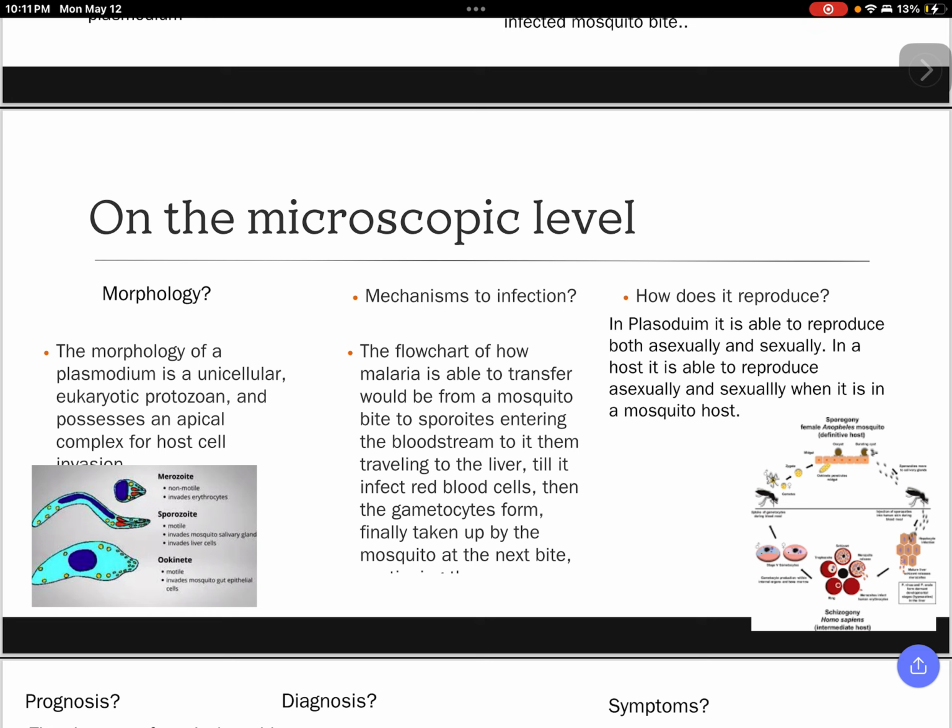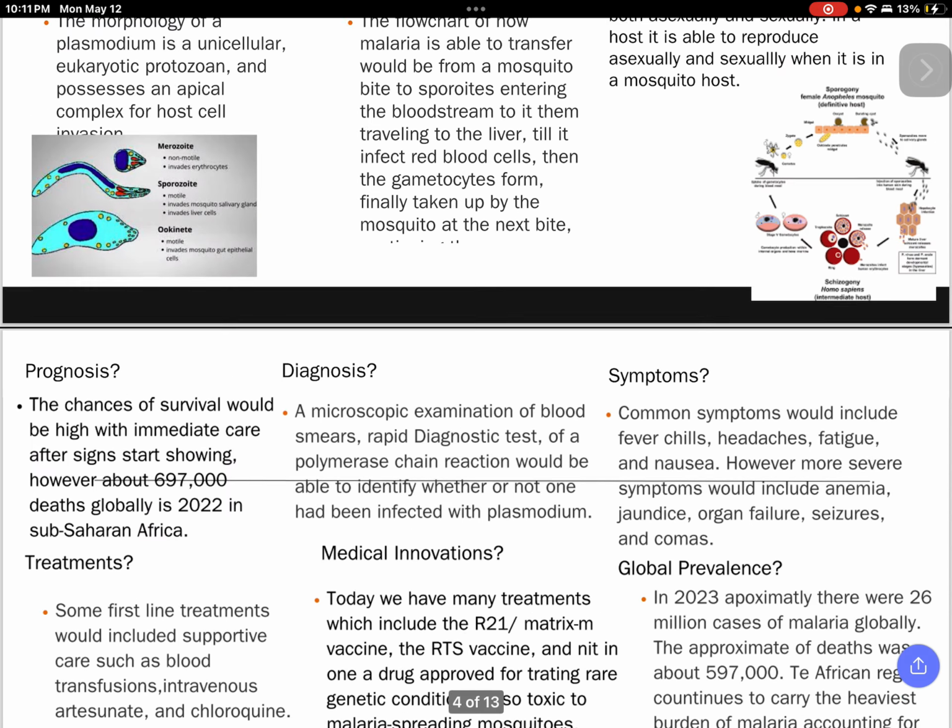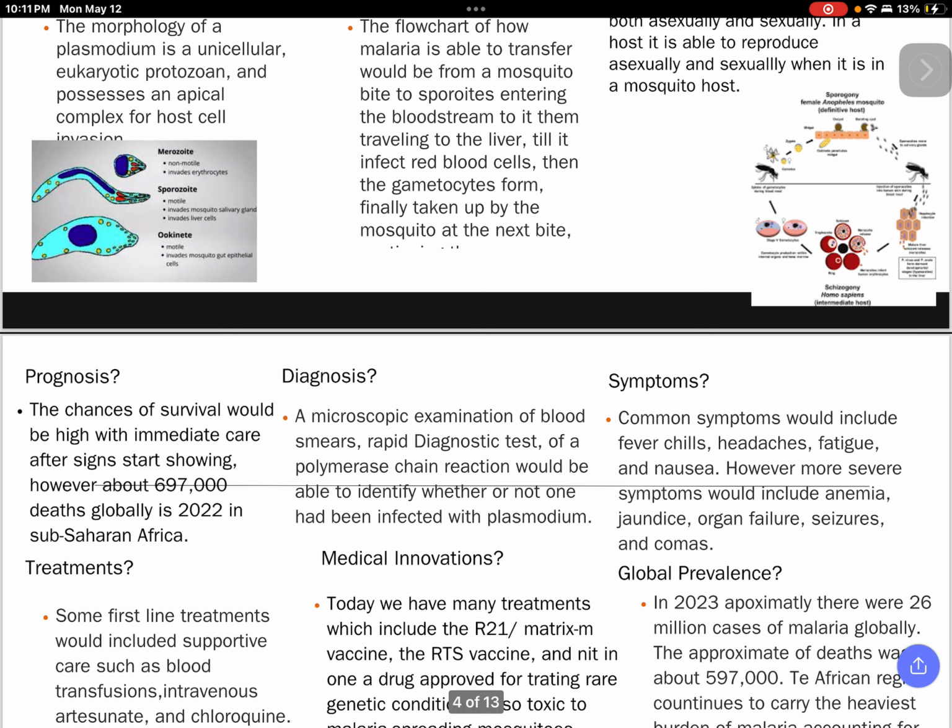How does it reproduce? Plasmodium is able to reproduce both asexually and sexually. In a host like a person, it is able to reproduce asexually, and sexually when it is in a mosquito host. There's a little chart right there on how it reproduces on both.